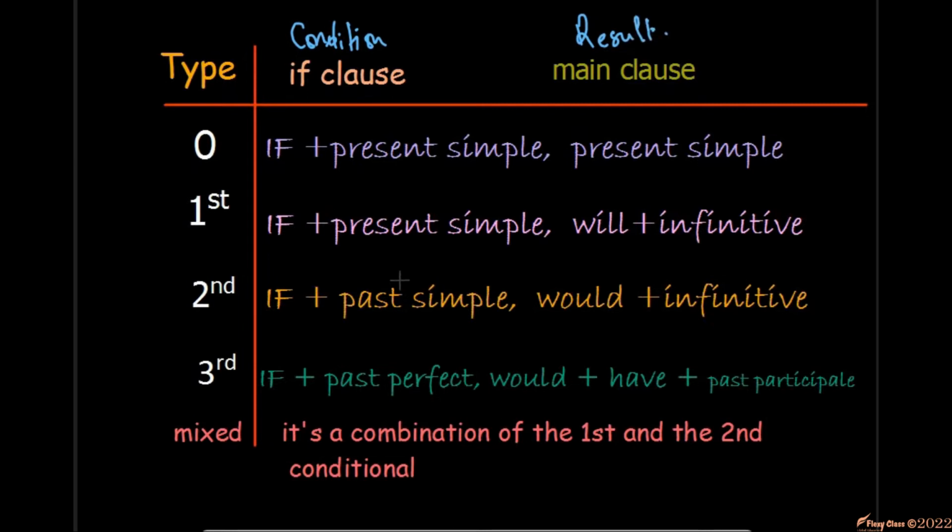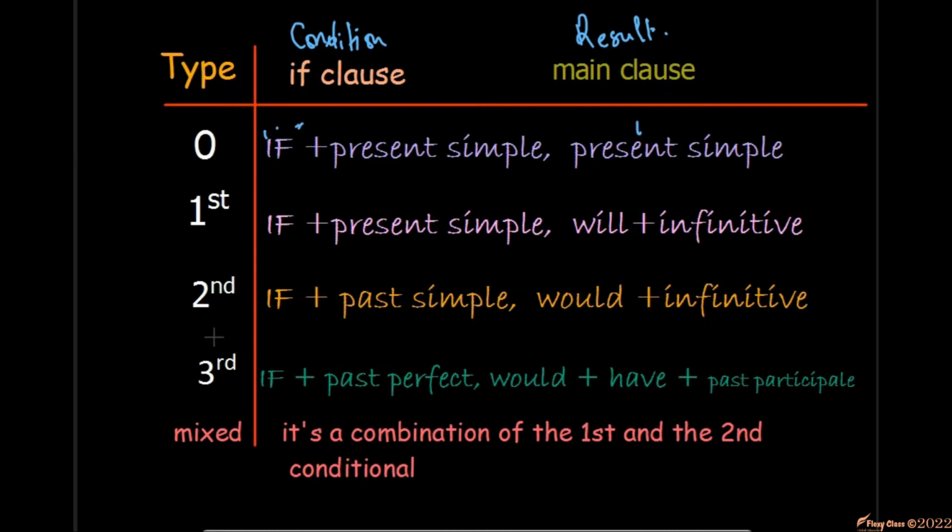The main clause is always the result. So as we said, here we have if and the present simple, and in the main clause also the present simple. The first conditional: we have if plus the present simple, but in the main clause we have will plus the infinitive.